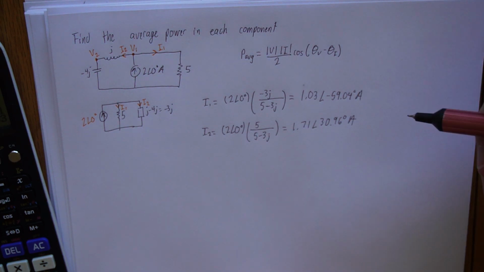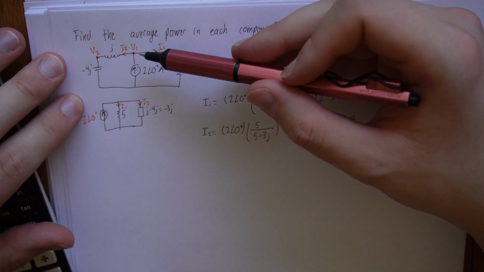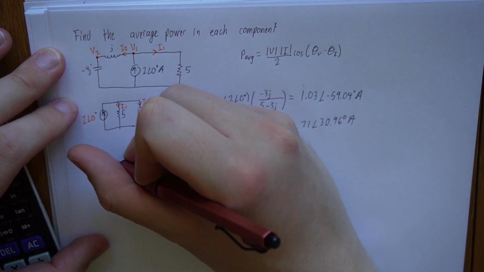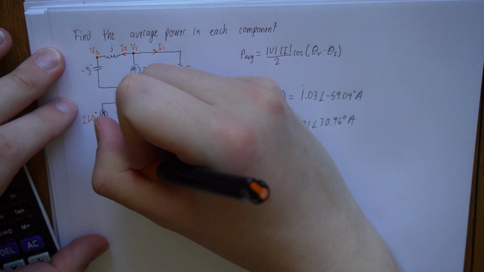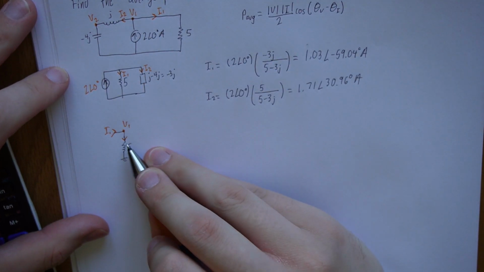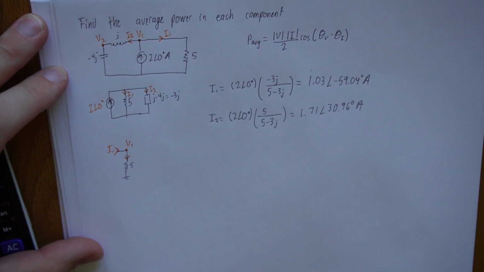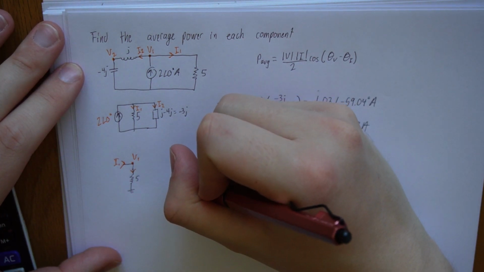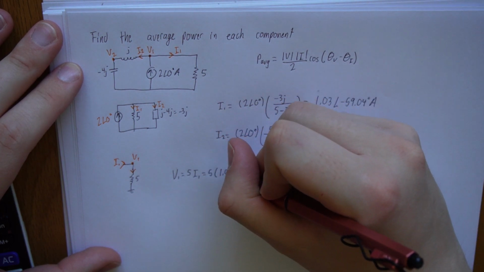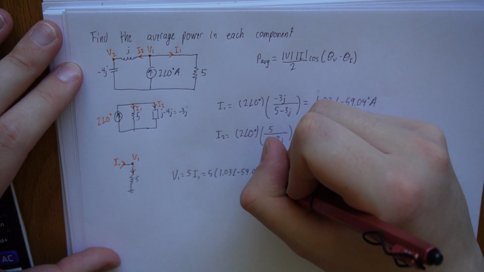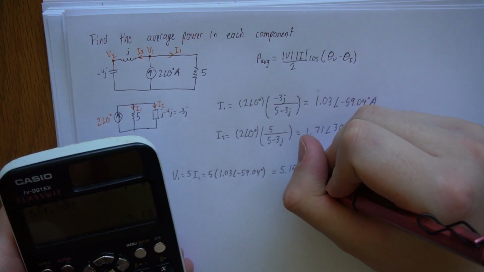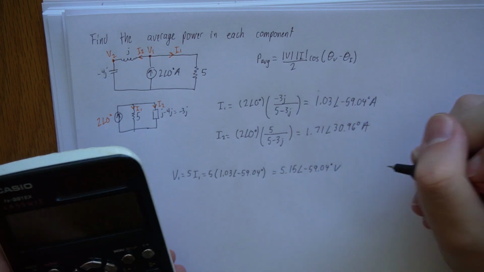Now I need to find the voltages. This is actually pretty simple, because if we look at our circuit, what is V1? If I redraw it, taking the bottom to be ground, I have V1 and I have I1 going in. So if I have a current, an impedance, and a voltage, I can just use Ohm's law to figure it out. In this case, V1 will equal 5 I1. 5 I1 is 5 times 1.03 angle negative 59.04 degrees, which gives 5.15 angle negative 59.04 degrees volts.